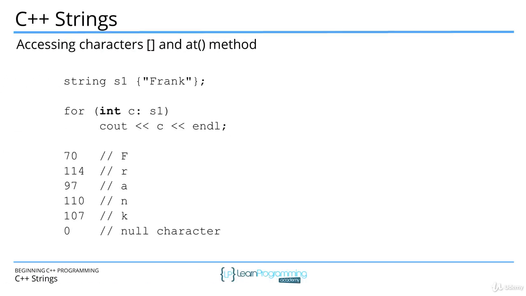In this case, I've changed it to integer. Is this what you expected? We told the compiler to use an integer, and that's exactly what it's doing. So instead of displaying the character value of each element in the string, it's displaying the integer value that represents those characters. So in this case, 70, 114, 97, 110, 107, and 0, which represent FRANK and, of course, the null character. These are the ASCII codes for those characters.